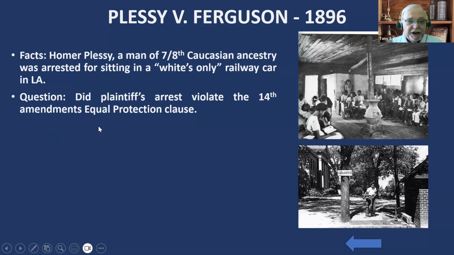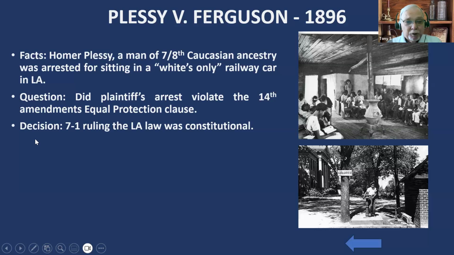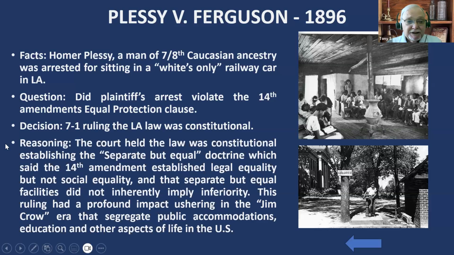So the question: did Plessy's arrest violate the 14th Amendment Equal Protection Clause? He sued, said, hey, I have a right to sit, I have equal protection of the laws according to the 14th Amendment. The Supreme Court, in probably one of the 2 or 3 worst rulings in Supreme Court history, ruled that the law that allowed him to not sit in whites only railway seating was constitutional. What they said was this: the court held that the law was constitutional and established what was known as the separate but equal doctrine, which said that the 14th Amendment established legal equality, but not social equality. Boy, that's a fine line, right?